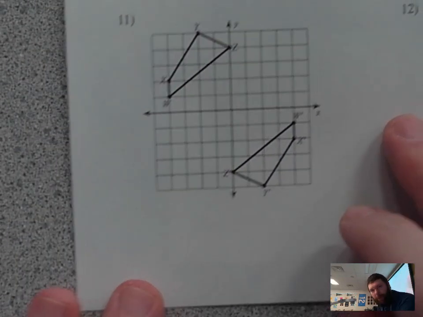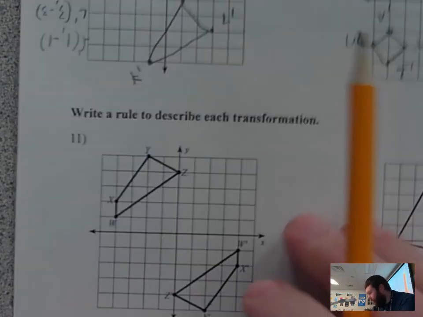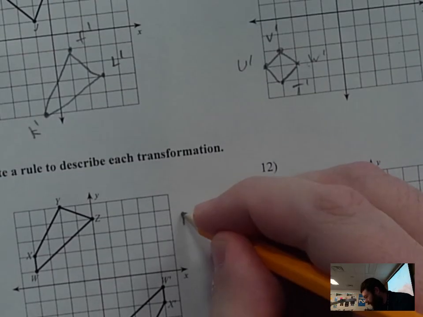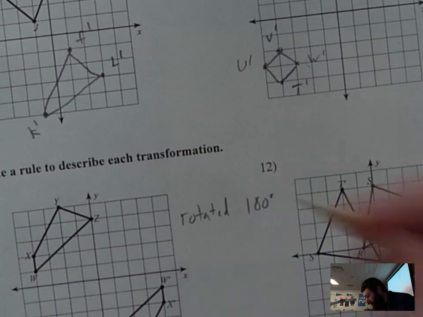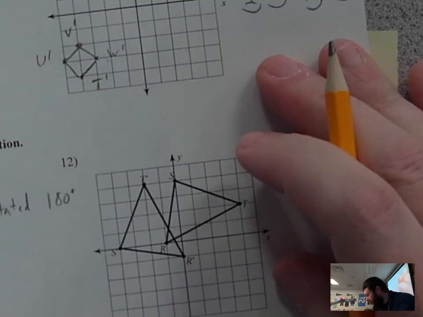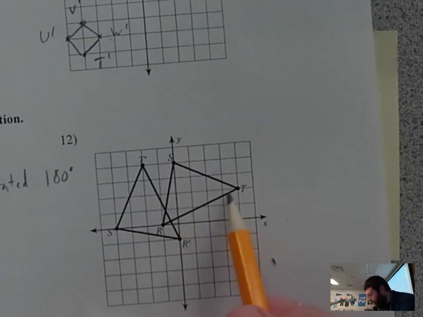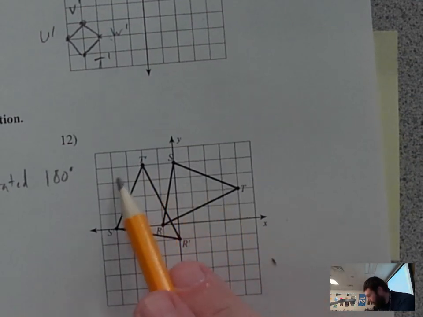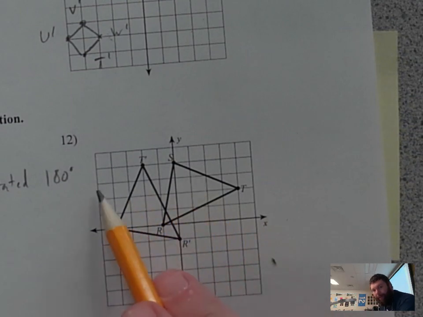So if I look at this one, to write a rule, I just basically need to check how many quadrants did it move? It moved 2 quadrants away. So I just say how much it rotated by. Rotated 180 degrees. This one, the original shape was right here in this quadrant. The transformed shape ended up in this quadrant over here. So it moved 1 quadrant to the left.